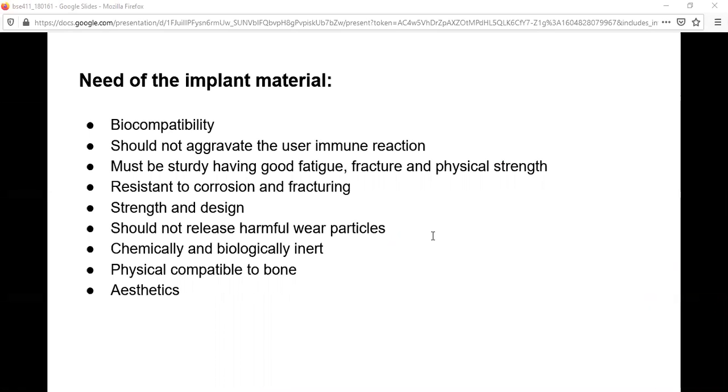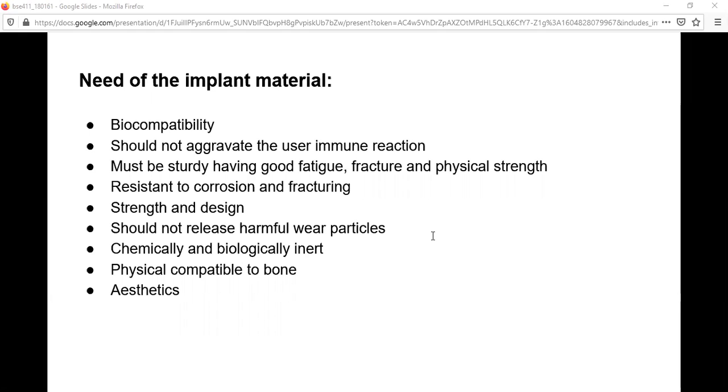Biocompatibility. The first need is biocompatibility. Biocompatibility is of utmost importance, meaning it should be compatible with the living tissue and should not be allergic to the patient. It should not cause any type of inflammation to the patient. Also, it should not increase the user's immune reaction to the implant. Otherwise, a rejection reaction, with a heightened immune response, will take place.